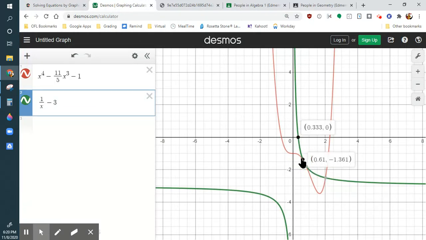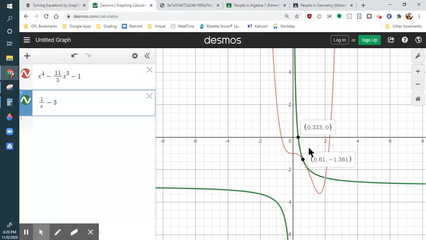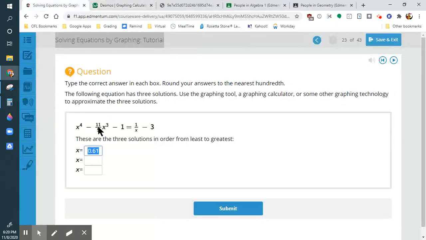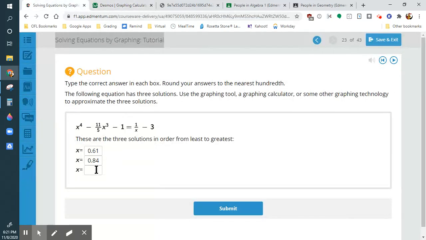So our first solution is right here at 0.61. I'm going to say 0.61. For our next solution, I'm going to put the 0 because I don't trust Desmos. Let me unclick this one. Our other solution is right here at 0.84. I'm going to put 0.84 because I just did a problem with geometry, and Desmos gets really picky with their decimal places. And our last solution is right here, which is 2.01. So I'm going to put 2.01.